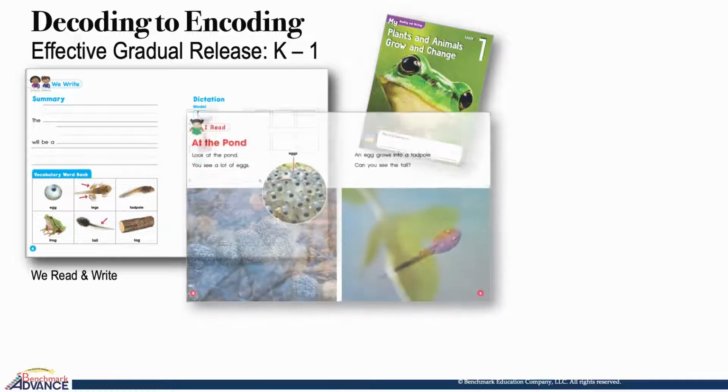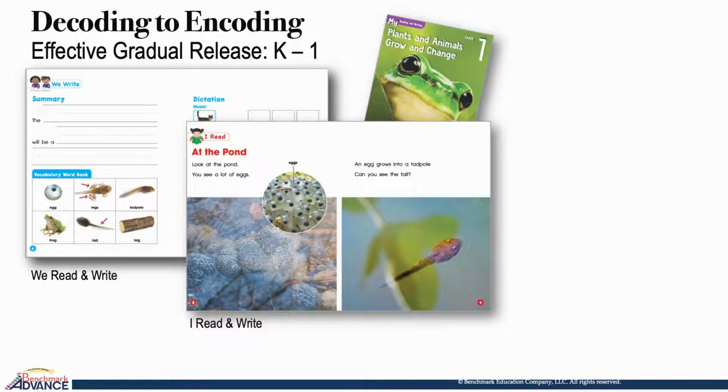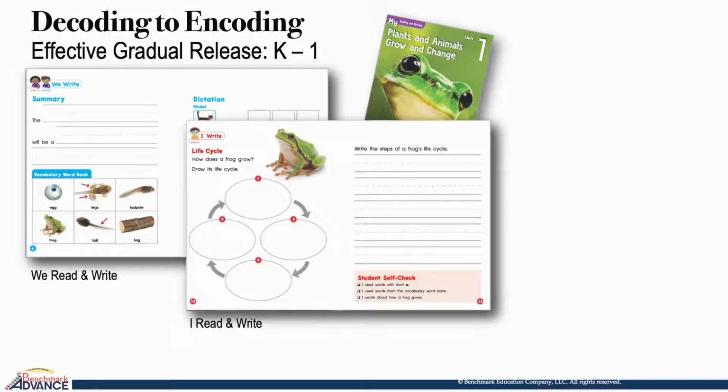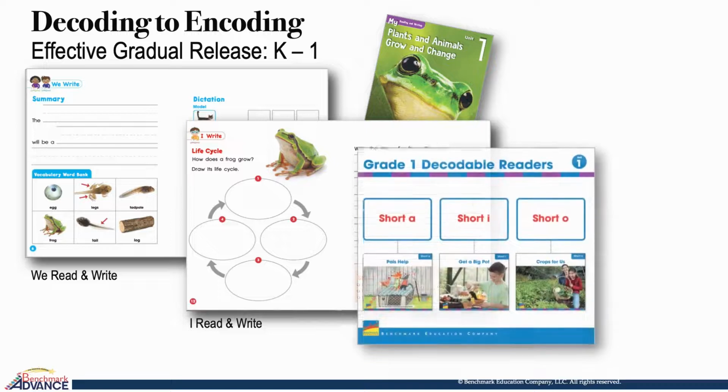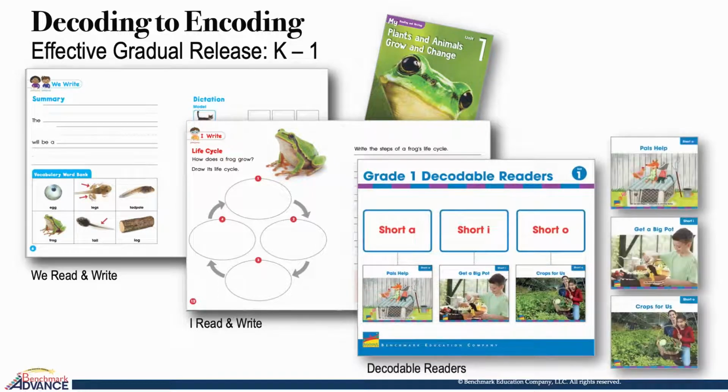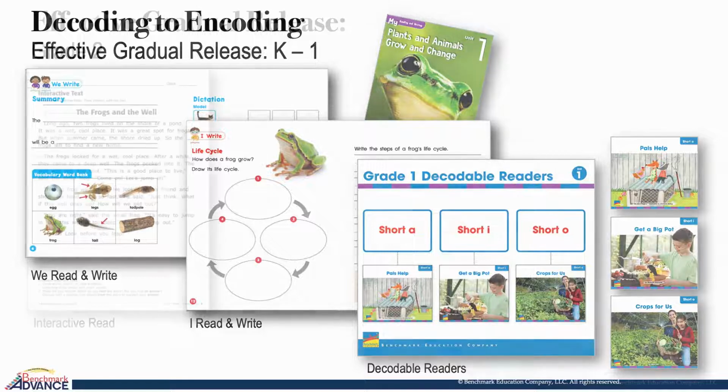Next, students engage in I Read, which is a decodable text that is a spiral review. It applies current and previously taught phonics skills and high-frequency words. Then students engage in I Write, where they retell that decodable text in writing, encoding and reinforcing comprehension. Additionally, students have decodable readers that provide more opportunities for application.